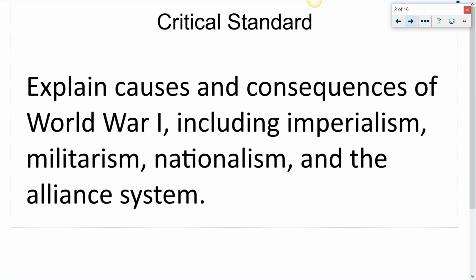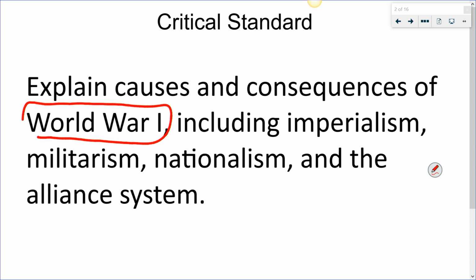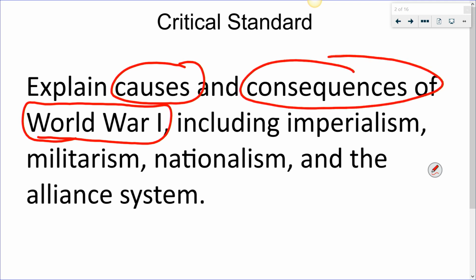So the standard is explain causes and consequences of World War I, including imperialism, militarism, nationalism, and the alliance system. And it's okay if you don't know what these words mean. We'll talk about each one of them. But obviously our focus is on World War I. And so as we look at both the causes and consequences of World War I, today our focus will be on the causes. And it's easy to remember the causes of World War I.